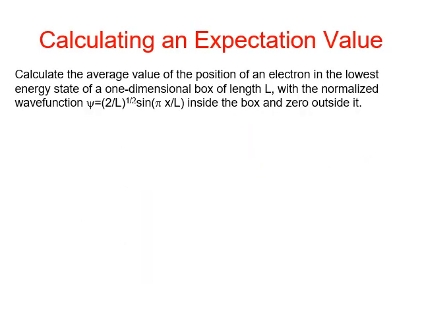Example: calculate the average value of the position of an electron in the lowest energy state of a 1D box of length L with the normalized wave function given. All right, so you have a box with length L, from 0 to L, and the wave function inside the box is described by this equation. The wave function outside is 0. It asks you to calculate the average position. In other words, if you measure many times, where is the average position of this electron?